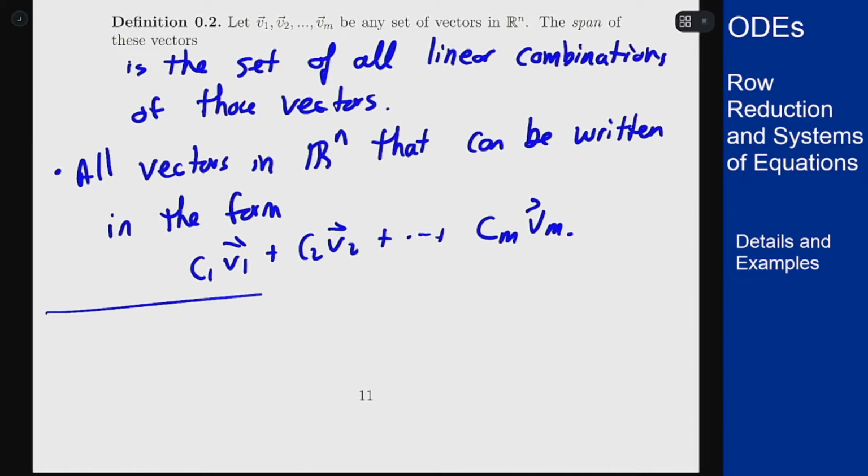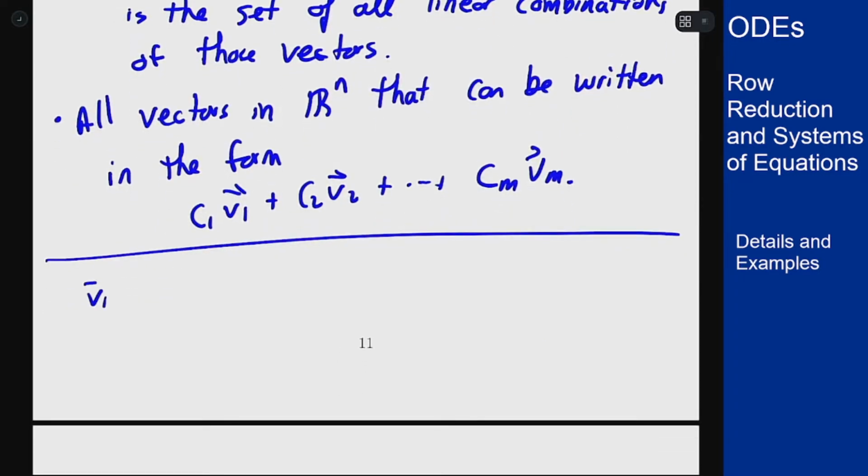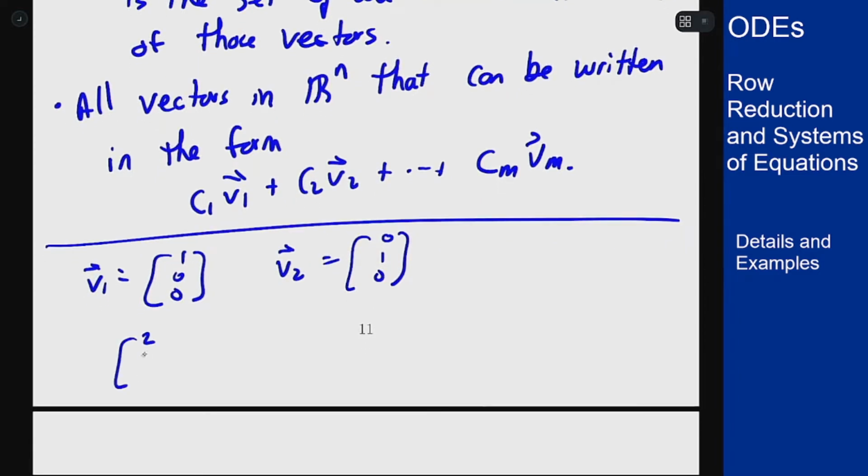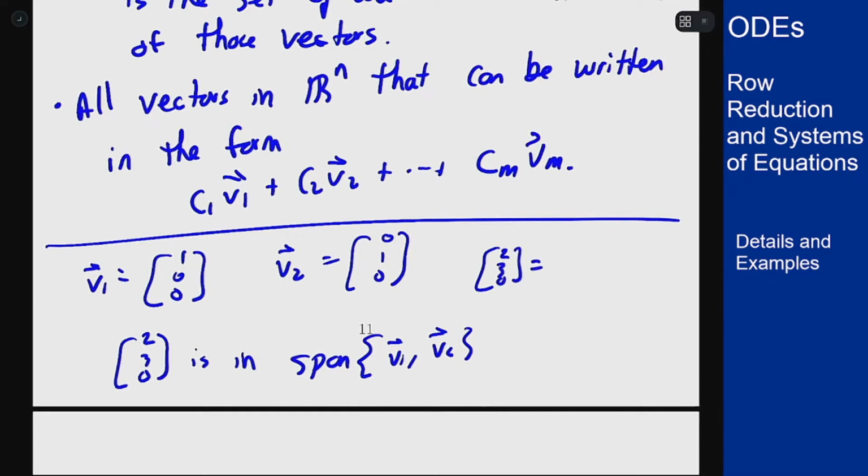So as an example, if I take my v1 to be the vector 1, 0, 0, and my v2 to be the vector 0, 1, 0, then I know for a fact that the vector 2, 3, 0 is in the span of v1 and v2. How do I know that? I know that because 2, 3, 0 I can write as 2 times v1 plus 3 times v2. If I take 2 of these guys, it puts a 2 in the first component, and 3 of these guys puts 3 in the second, gives me exactly the vector that I want here.